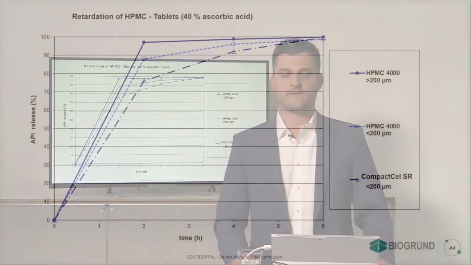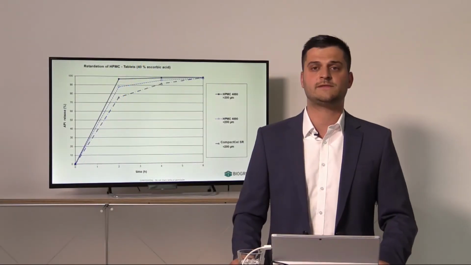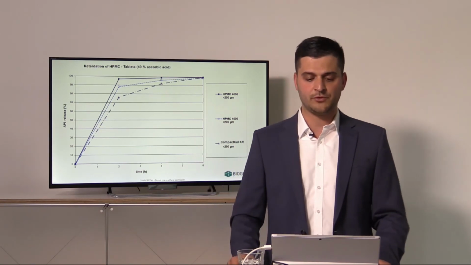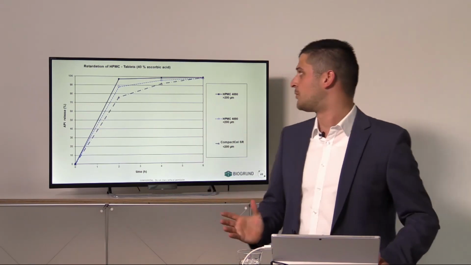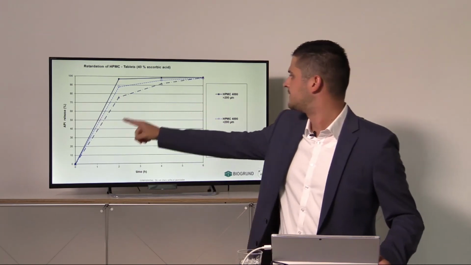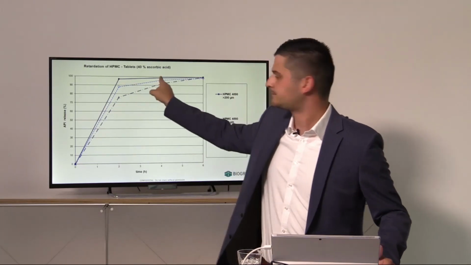The mentioned effects can be observed on this graph. First, nearly 96% or more API is released after 2 hours due to the combination with CMC. Additionally, interesting is also the impact of the HPMC particle size on the API release. Below 200 µm, the release is slower, as you can see on the graph here. Below is this line here, and the other one is faster.